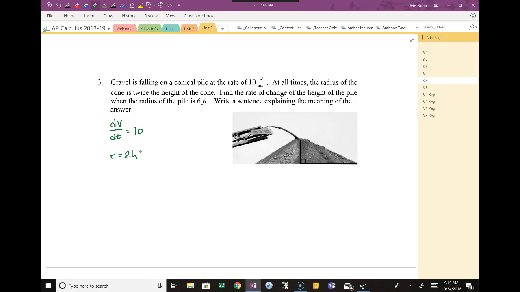What are we trying to find? Good, we're looking for the dH dt. That's the question, when r is equal to 6. This is challenging. The next step is figuring out what formula we're going to use. A cone. We're talking about the volume of a cone. What is the equation for the volume of a cone? 1/3 pi r squared h. Wow, that was very nice. Pi, oops, I forgot my r. Pi r squared h. That's just hours of dedication. Okay.